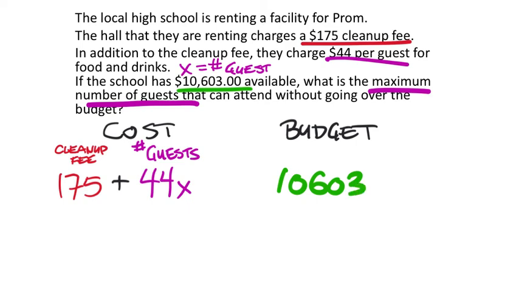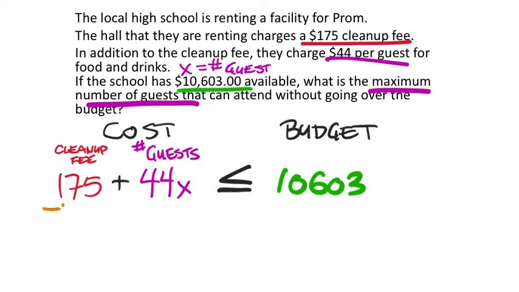$10,603. I don't need the decimal on that. And so the budget needs to be the bigger of the two. Whatever it costs needs to be less than that, but it could be equal to if we get that far. And we definitely don't want to go over budget, which means the budget, again, needs to be the bigger of the two values. Now I'm ready to solve this.